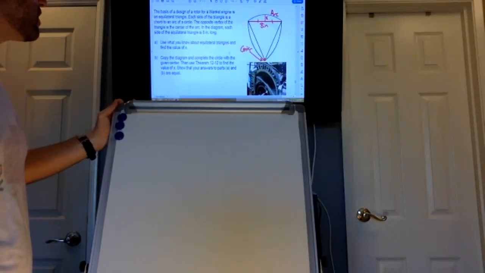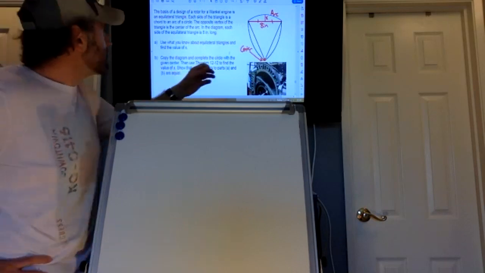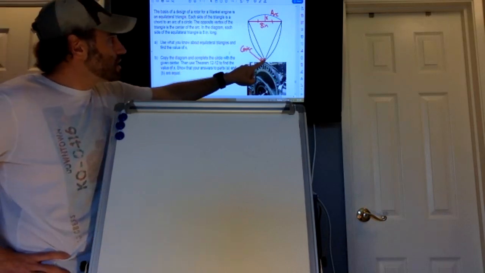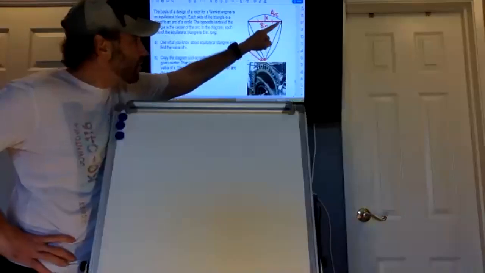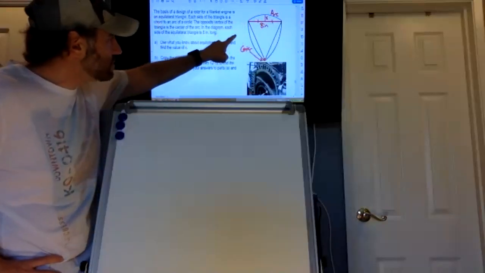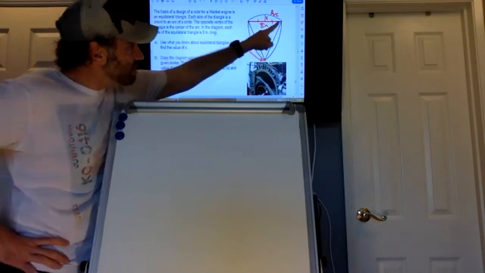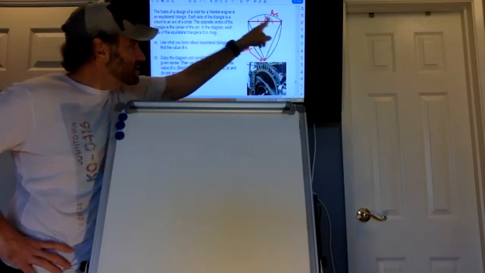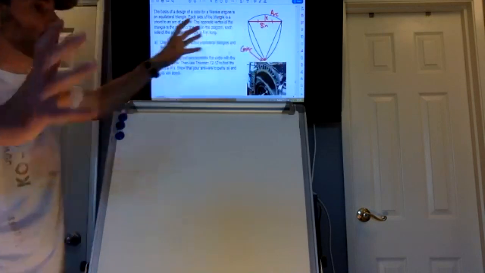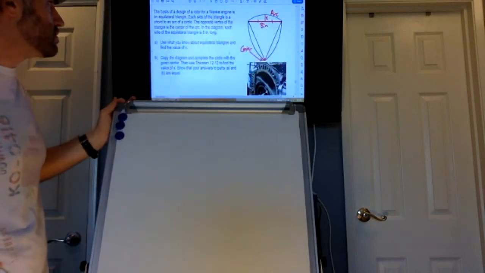So the opposite vertex of the triangle is the center of the arc. If you want to think of where would the center of this circle be if there was a circle here, if this completed the circle out here, that would be the center, right? And this would be the center of a circle done this way. And this would be the center of a circle done that way. And you'd have three overlapping circles, okay?